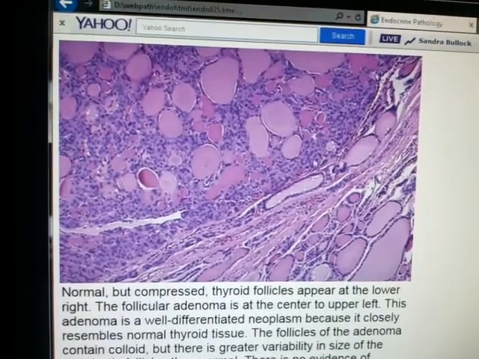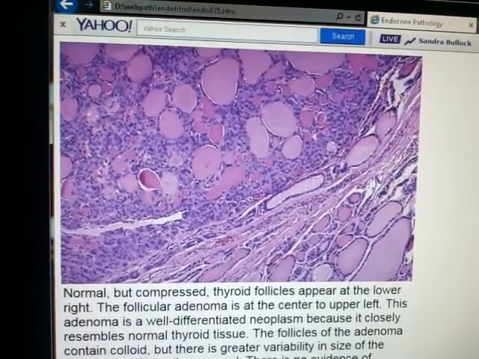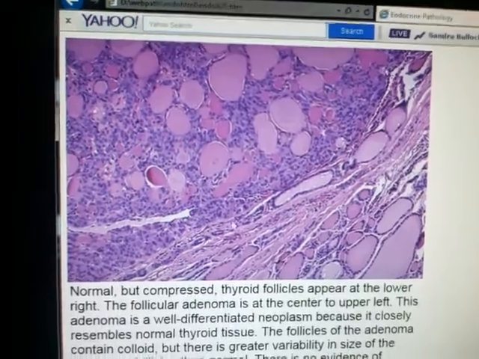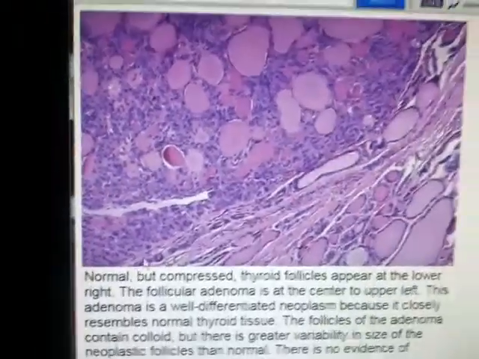And there is no evidence of invasion of this lesion into the adjacent normal thyroid tissue. They respect the thin fibrous capsule surrounding the lesion.